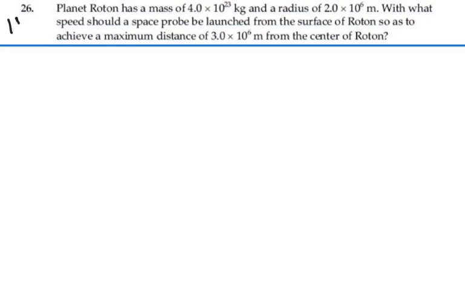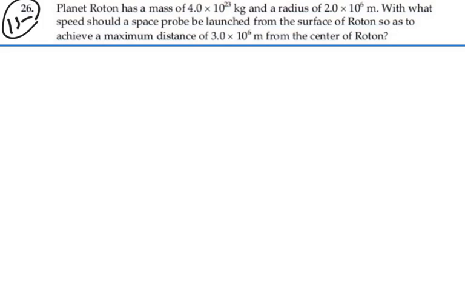Here's problem 1326. Planet Rotan has a mass of 4 times 10 to the 23 kilograms and a radius of 2 times 10 to the 6 meters. With what speed should a space probe be launched from the surface of Rotan so as to achieve a maximum distance of 3 times 10 to the 6 meters from the center of Rotan?